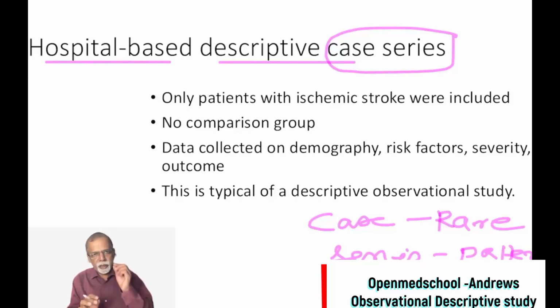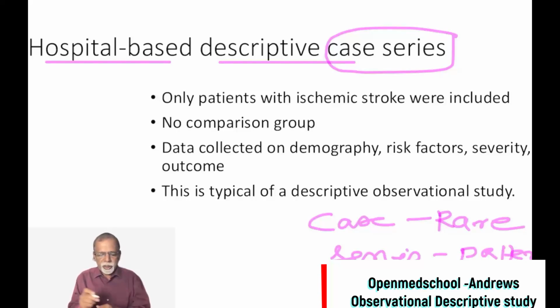Case reports are rare cases, a single case report. Case series are patterns of different cases. What is the usual number? It is usually less than 10. But actually there is no upper limit, though usually the number is taken as less than 10. So that is about the case series and the case reports.